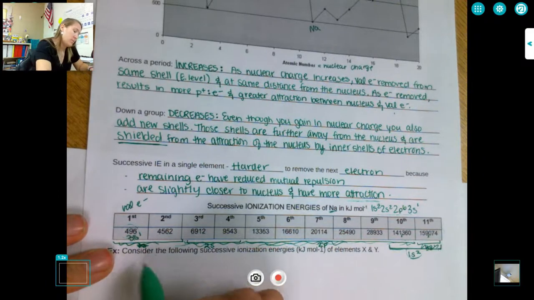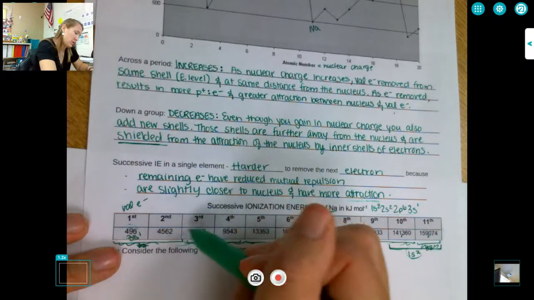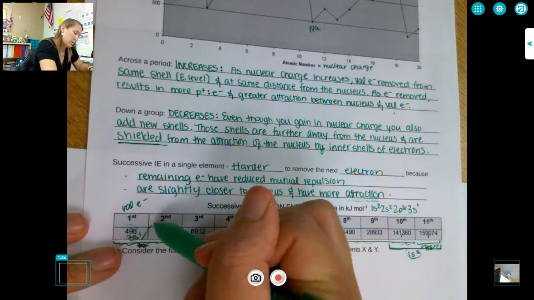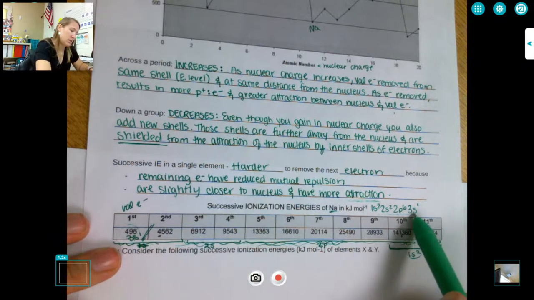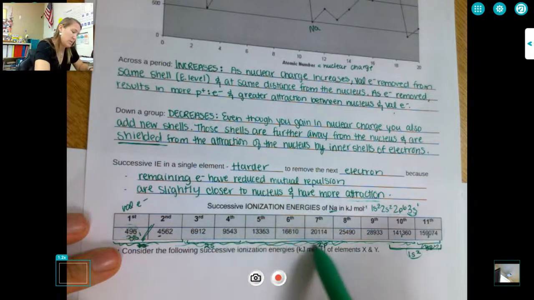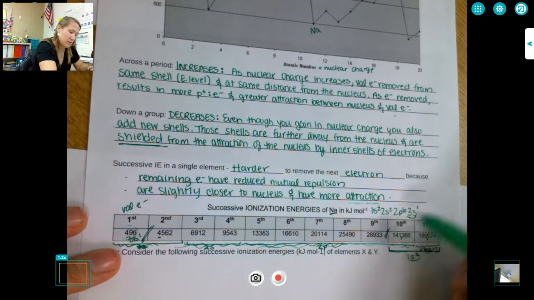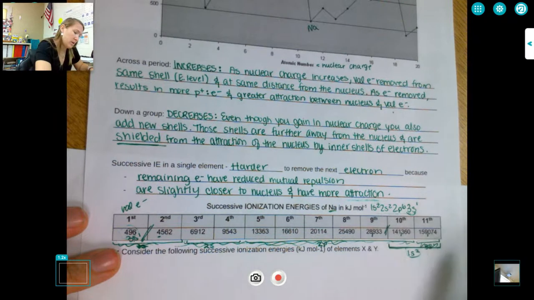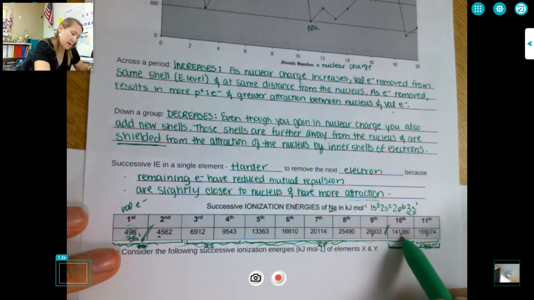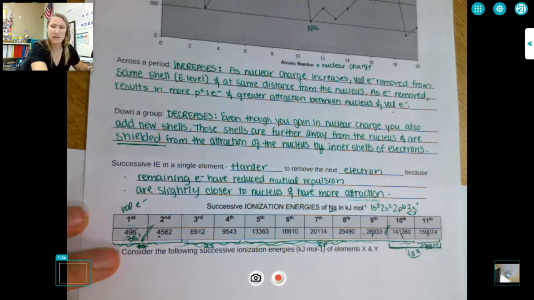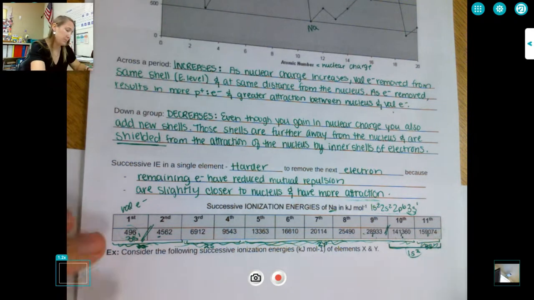We can also see there's some pretty big jumps in energy. So from 496 to 4,000. So this we can see is a change in energy level or shell from the 3s to the 2. And then again, we can see another big change in a factor of 10. We go from 28,000 to 141,000. That again is another jump in energy levels because of that big factor of 10 of energy going from one shell to the next shell.